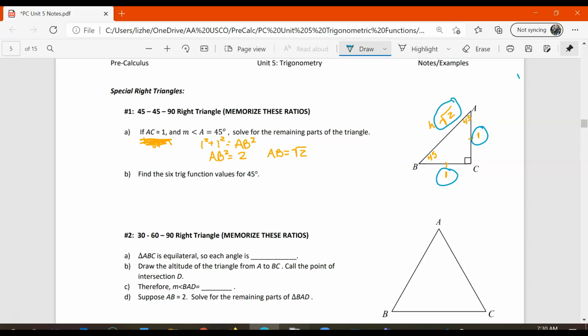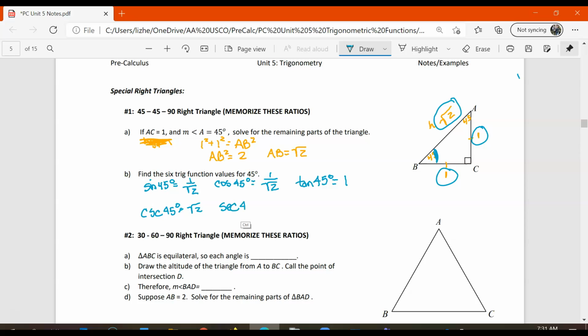Okay? Now let's find the six trig functions for 45. So we'll do sine of a 45-degree angle, which is opposite. These angles are equal, so it doesn't matter which one you use. Opposite over hypotenuse, 1 over radical 2. Cosine of a 45-degree angle is also 1 over radical 2. Tangent of a 45-degree angle is 1, opposite over adjacent. Cosecant of a 45-degree angle is going to be radical 2 over 1.